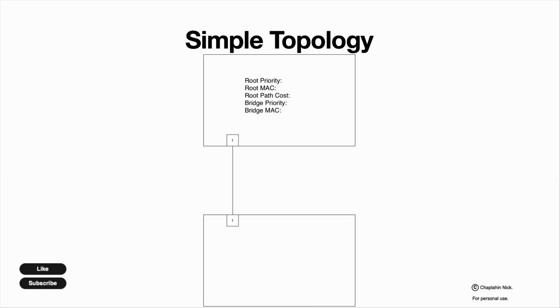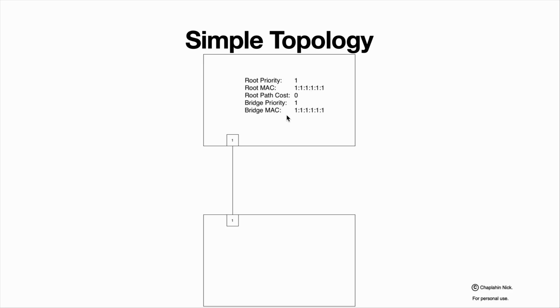Let's see how. Simple topology. Top switch, bottom switch connected with one link that has important values: root priority, root MAC, root path cost, bridge priority, bridge MAC. Bridge priority and bridge MAC are the identifier of this particular device. Root priority and root MAC are the same, because this device treats itself as a root. It copies bridge information into root.